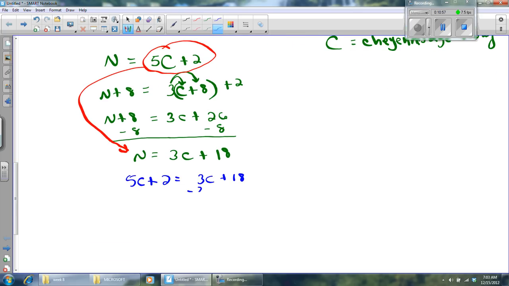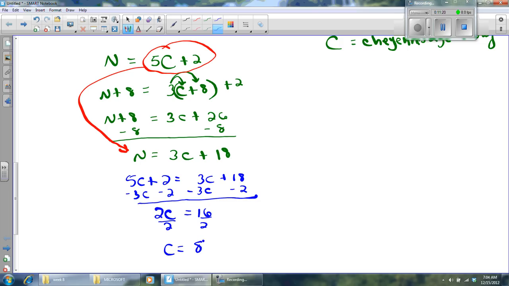And I'll get 5c plus 2 equals 3c plus 18. And I'll subtract 3c from both sides. I'll also subtract 2 from both sides. And I'm going to get 2c is going to equal 16. Divide by 2, divide by 2. And I must have a problem here because I have Cheyenne is 8 years old. So let me test this here.